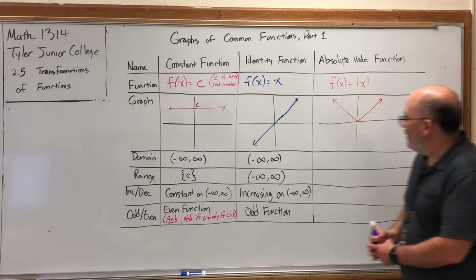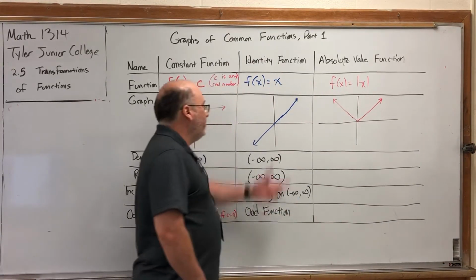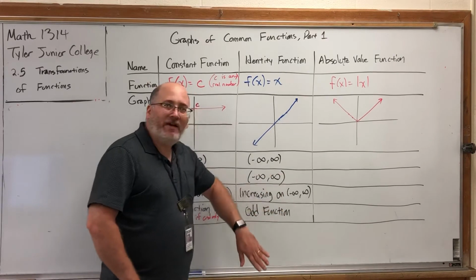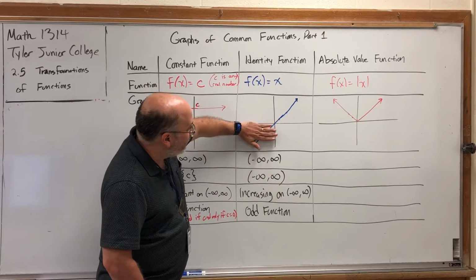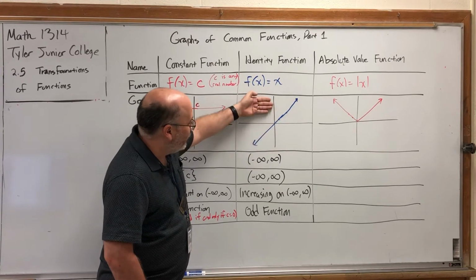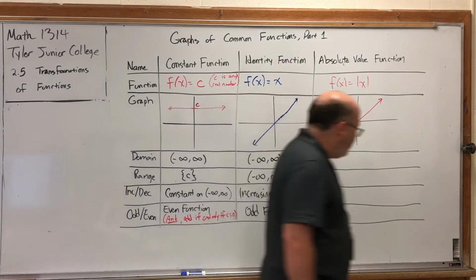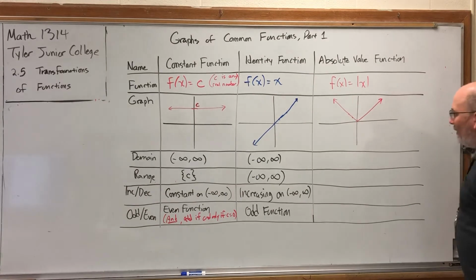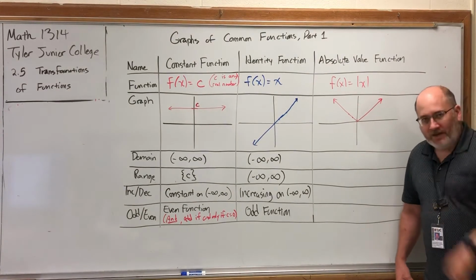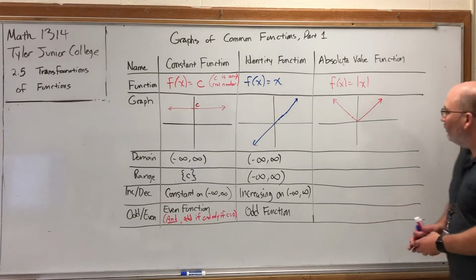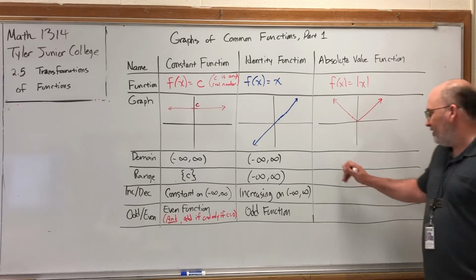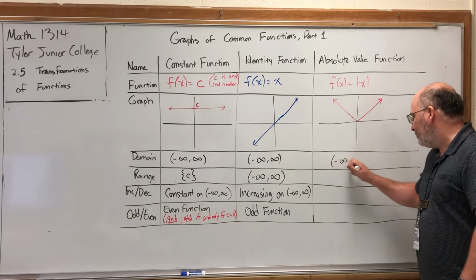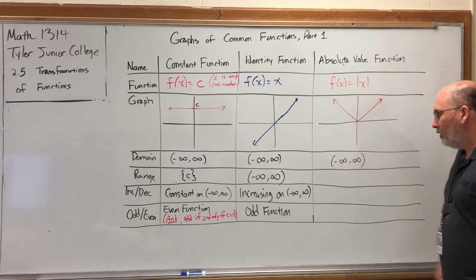Another way of thinking about it is to take the absolute value of this graph: all the negative y values have to become positive. The negative y values are on the left side over here, so to make them positive, you would have to reflect them up there. But either way you slice it, the graph of absolute value is a V. Let's see, what's the domain? Well, just like the others, it goes forever left and right, so negative infinity to infinity.